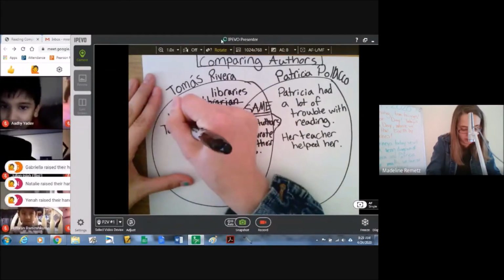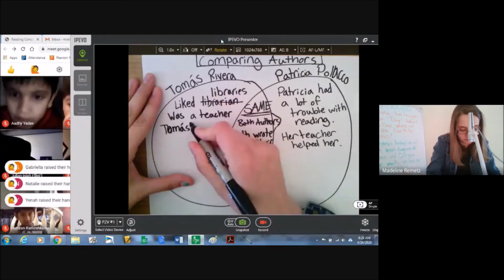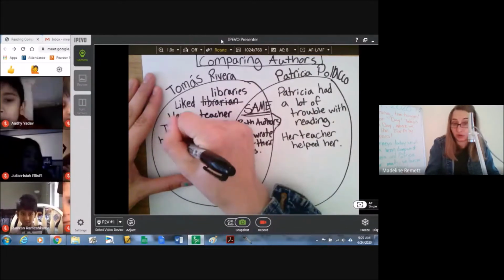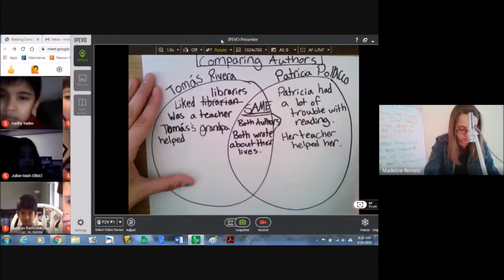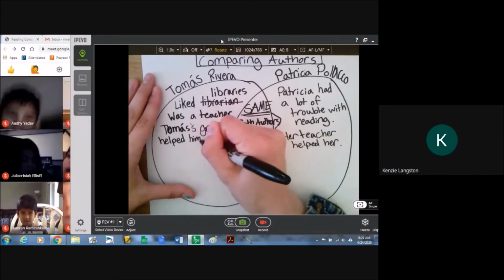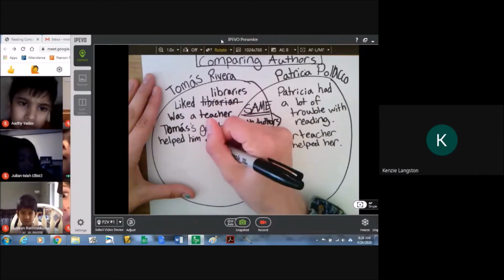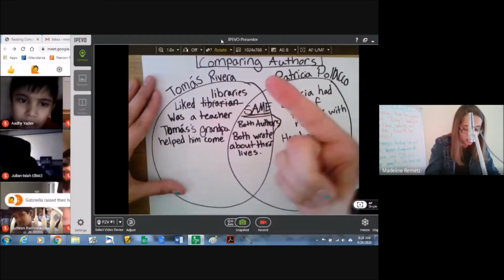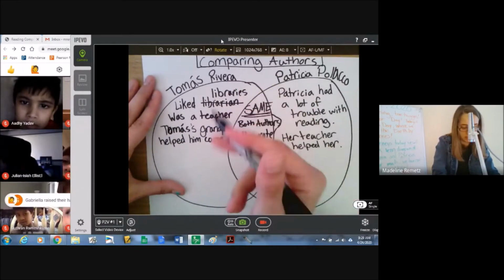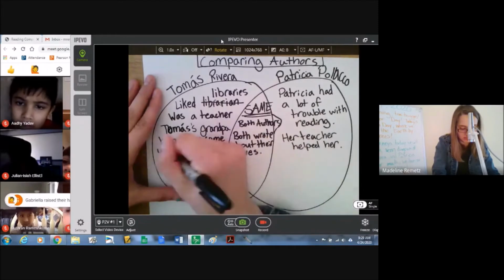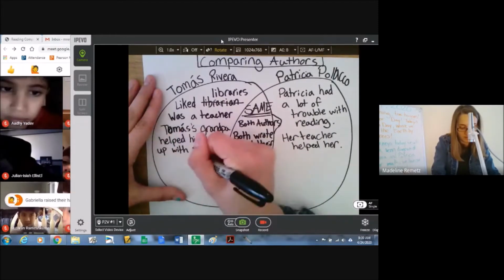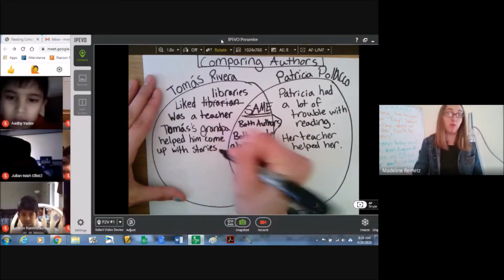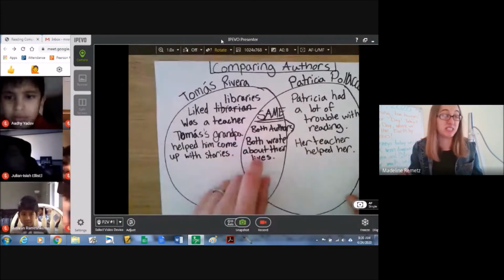Tomas's grandpa helped him read or come up with stories? He helped him come up with stories. Then he went to the library, which is what Ruthron told us about. Tomas's grandpa helped him come up with stories. Nice. Does anyone have an idea of what they wrote about? So they both wrote about their lives, but maybe what were their books about? Because I think their books were definitely different.